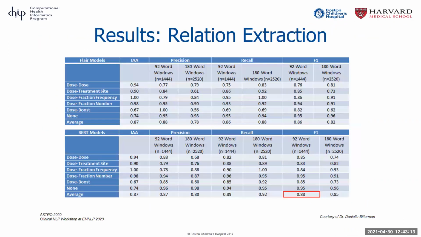For the relation extraction task, we also experimented with FLAIR and BERT, and we used various sizes of the windows around the anchor entities. We achieved the best result using the BERT models within a window of 92 word pieces. And that result on the average is 0.88 F1.